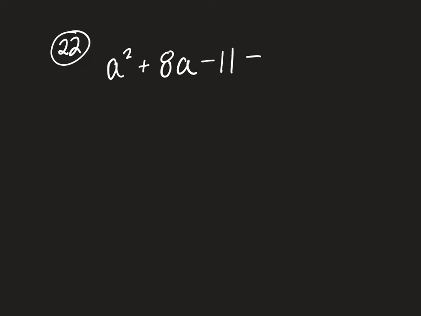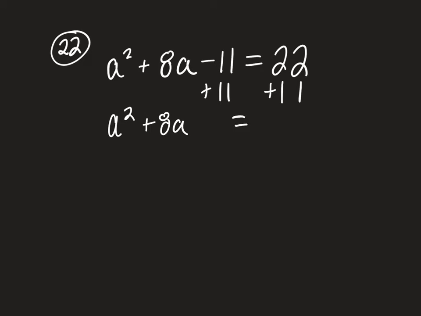All right, so number 22, we'll start there. That one is a squared plus 8a minus 11 equals 22. So we need to add the 11 to the other side first, which gives us a squared plus 8a equals 33. And then we add 8 over 2 squared to both sides.